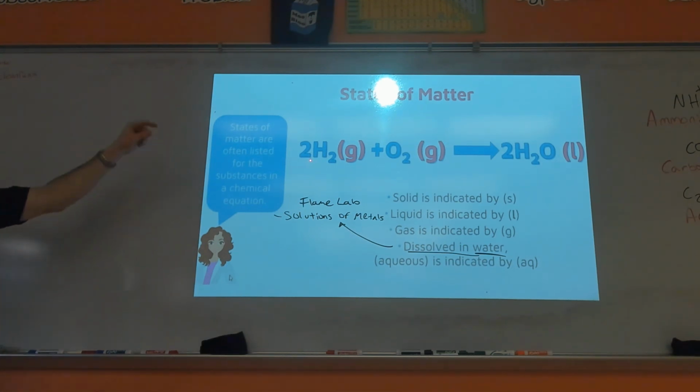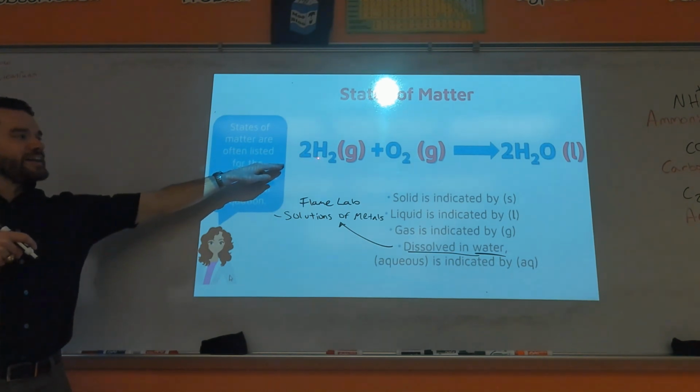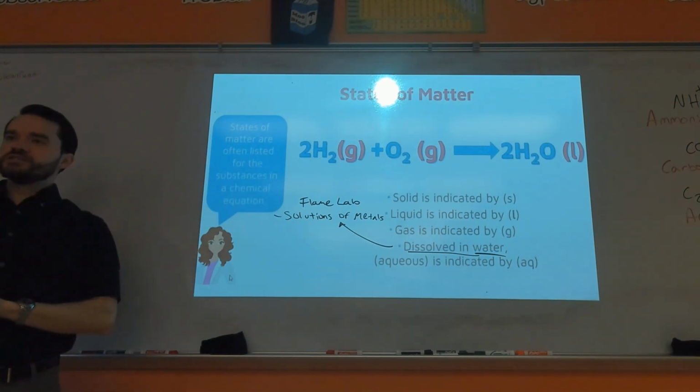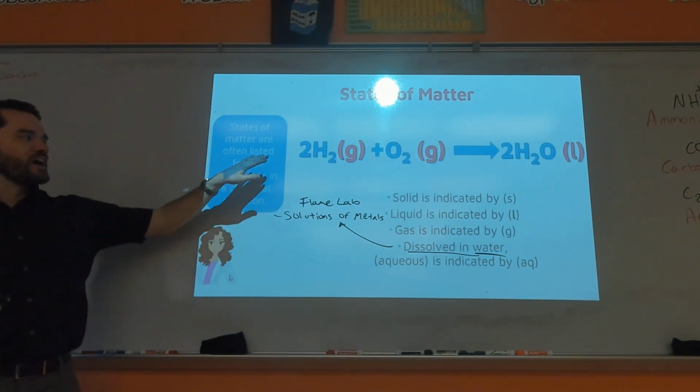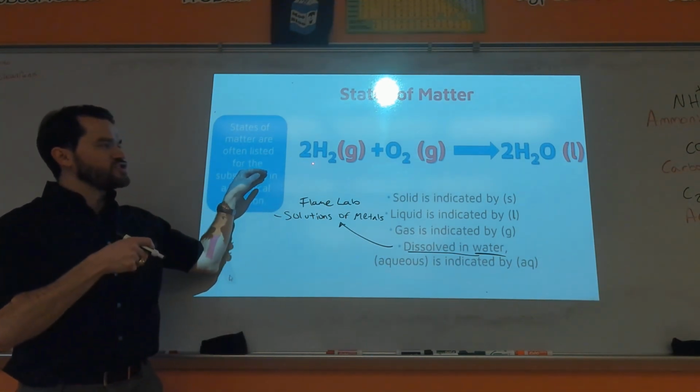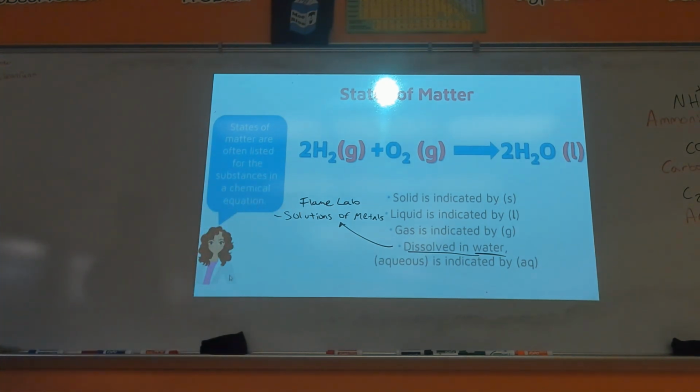Notice the coefficients here. Just like making a sandwich, you need 2 hydrogens for every 1 oxygen, and you will end up making 2 waters. We're going to do something called balancing reactions, where you'll learn how you know there's a 2 and a 2 there. I'll explain that later on in this unit.